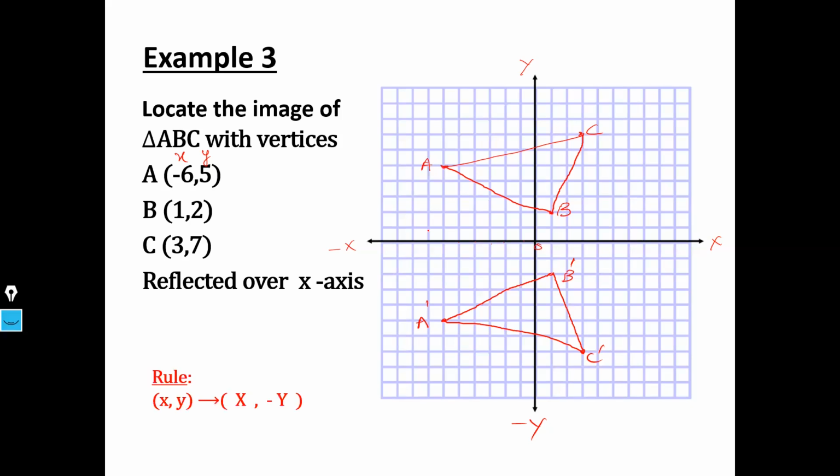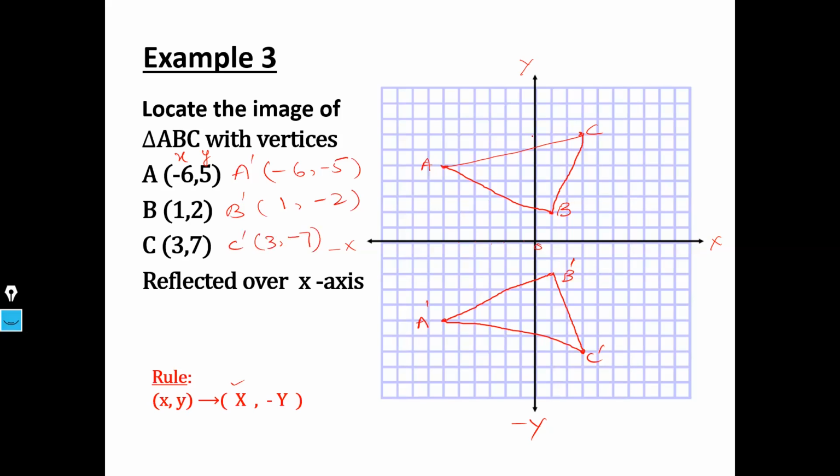We know the rule now. Whatever x and y coordinates we have, A dash will become -6. We don't change anything on x, but we change the sign of y. So here the coordinates of A dash are (-6, -5). B dash coordinates are (1, -2). C dash coordinates are (3, -7).